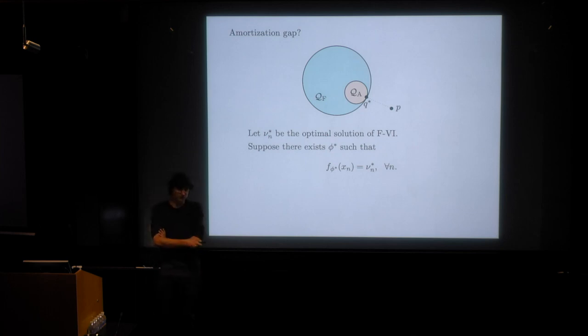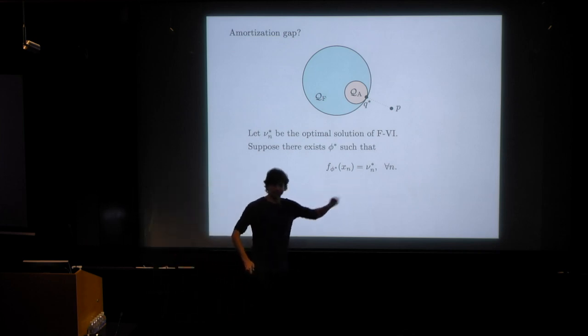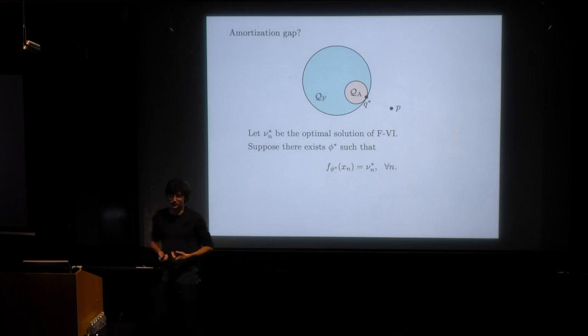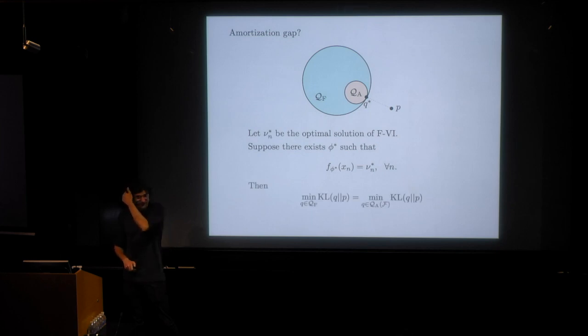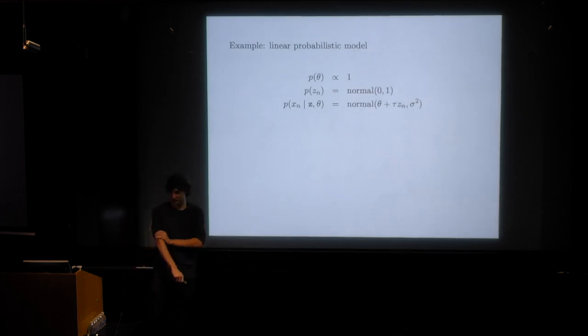And so the condition for that to be true is if you can find an inference function that solves the interpolation problem between the observation and the optimal variational parameters returned by factorized variational inference. This is the condition under which you close the amortization gap. And so in that case, you achieve the same optimal solution. So let's look at an example of this in action.